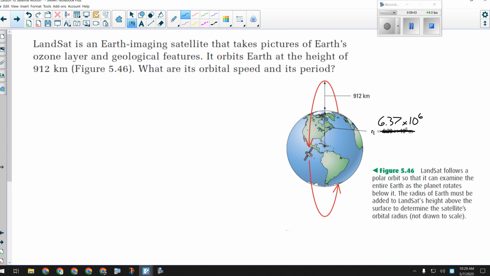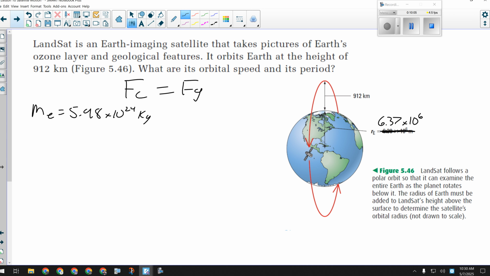Okay, so we've got this satellite in a polar orbit. Doesn't matter if it's polar or equatorial; it's a circle. So we know right away that FC is going to equal FG. But we've got to write down our givens. Obviously, it's orbiting the Earth, so the mass of the Earth is a given: 5.98 times 10 to the 24 kilograms.